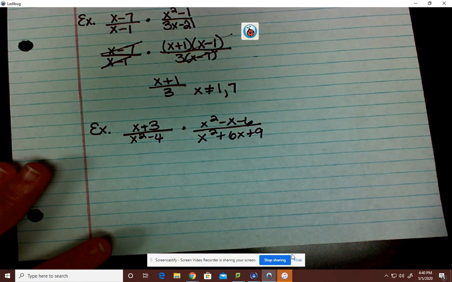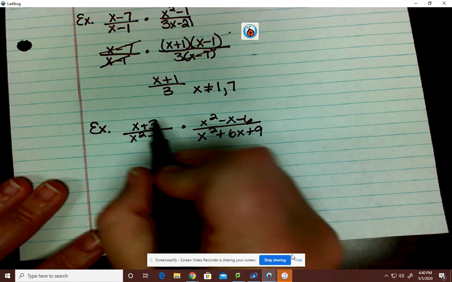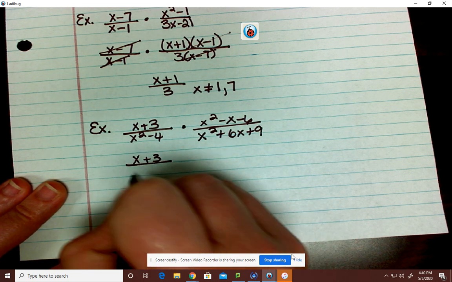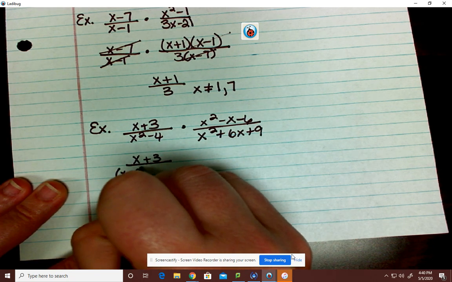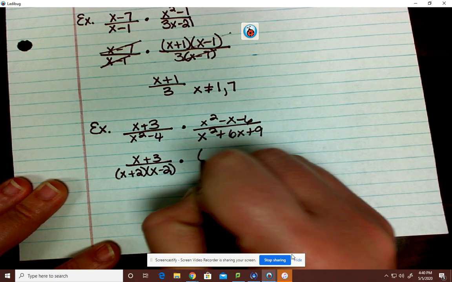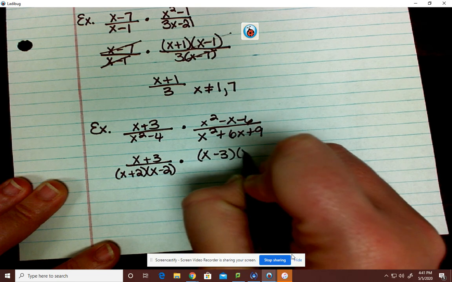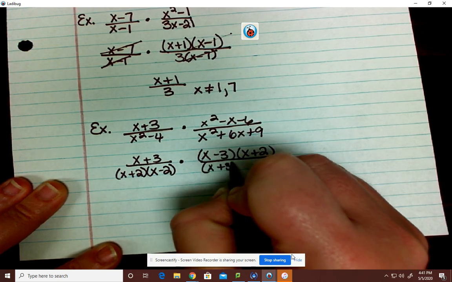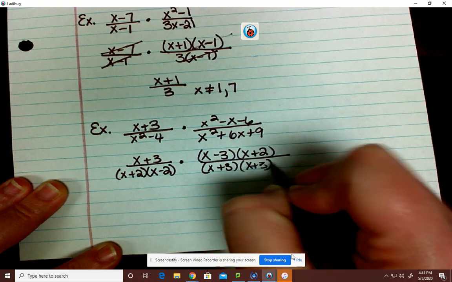All right, so first thing we're going to do is factor everything. X plus 3 is not going to factor. X squared minus 4 is a difference of squares, so x plus 2, x minus 2. Here, reverse FOIL, that's going to be x minus 3, x plus 2. And here, reverse FOIL, that's going to be x plus 3 and x plus 3.